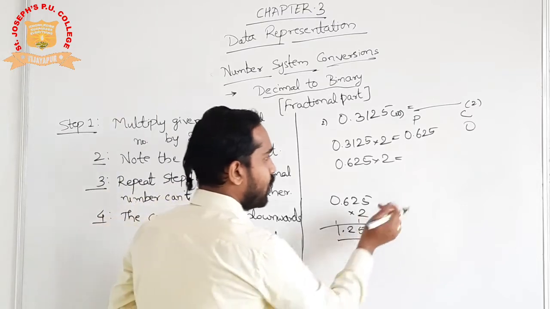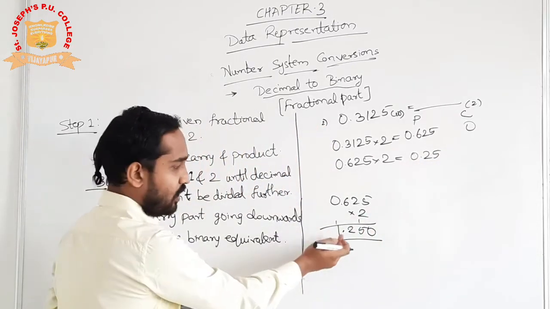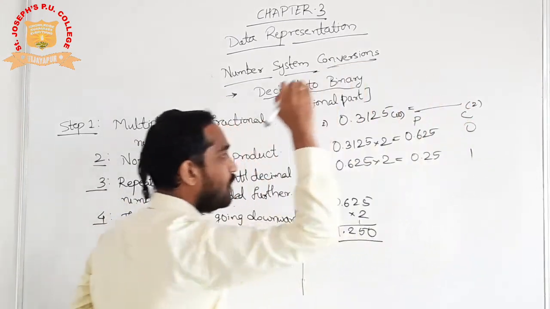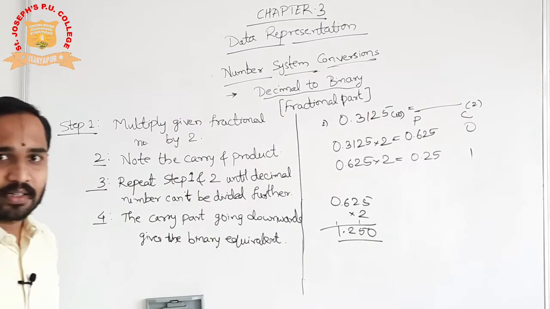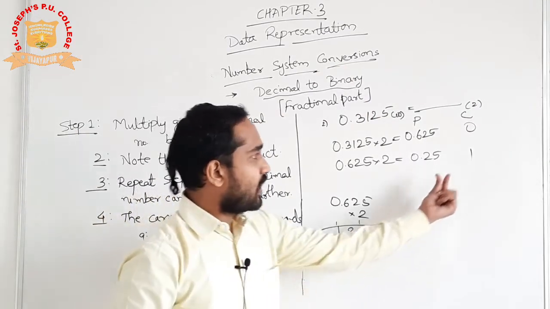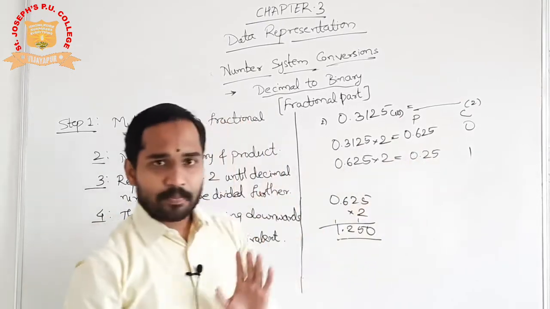So then what is the product? 0.25. What is the carry? Carry is the part at the left side of the decimal. So 1 is the carry. Am I right? Did you understand this? So 1.25 I have got. 1 is the carry and the decimal part, that is 0.25, is written in the product.